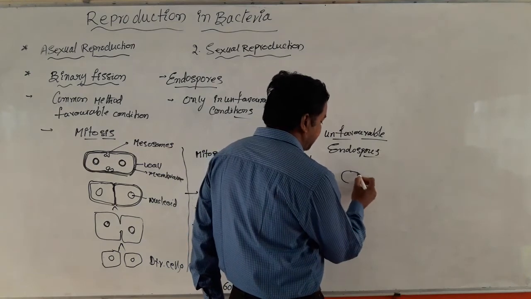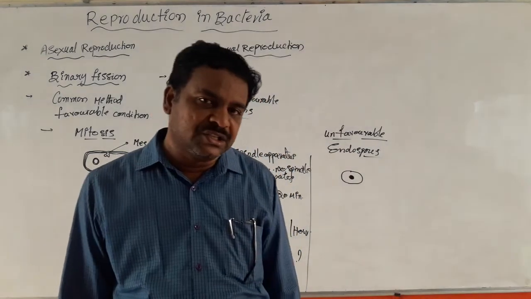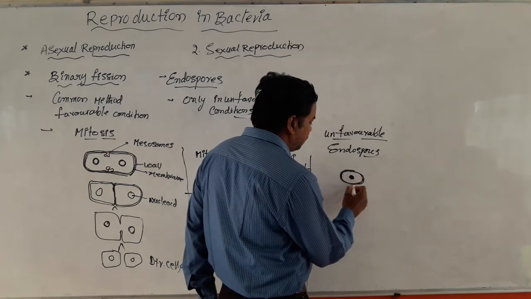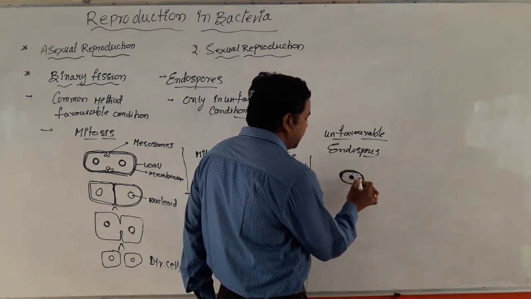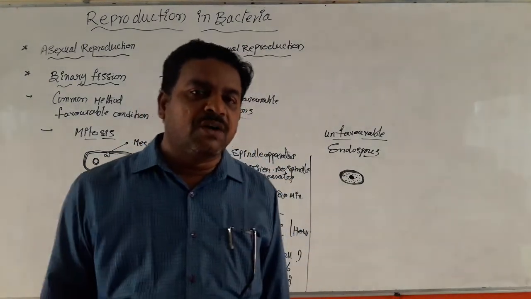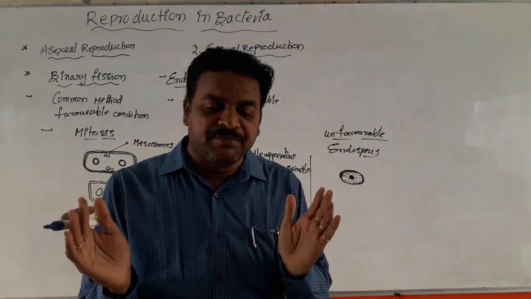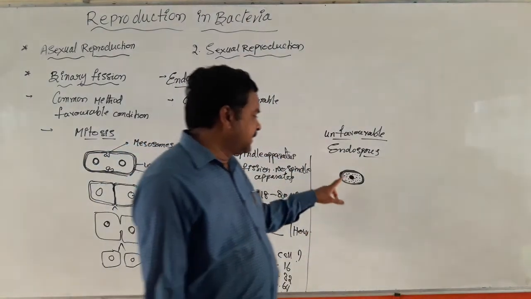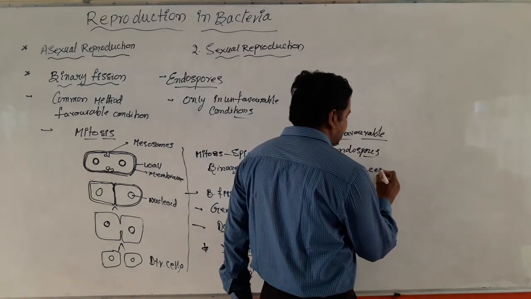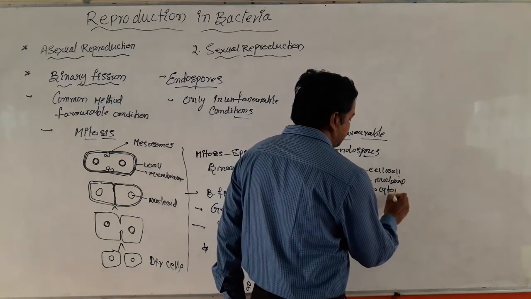Here, for example, this is the bacterial cell. This is a nucleoid. During unfavorable conditions, this bacterium's cell wall becomes very thick, and the entire protoplasm contracts. It means the protoplasm loses water, water moves out of the cell, it becomes dry, and the protoplasm shrinks. Now this contracted cytoplasm is surrounded by a very thick cell wall. This is the nucleoid and this is the cytoplasm.